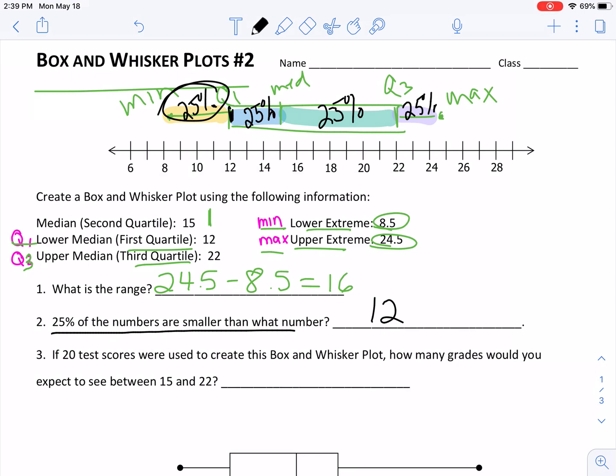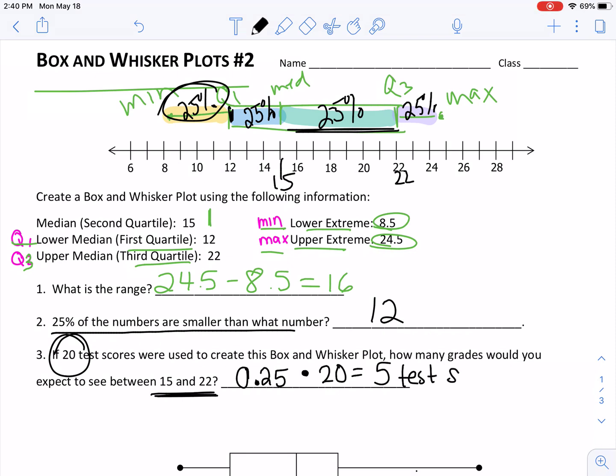If 20 test scores were used to create this box and whisker plot, how many grades would you expect to see between 15 and 22? Well, 15 would be right here, 22 is right here. This is 25% of the data. So what is 25% of 20 test scores? I'm going to turn 25% into a decimal. So 0.25 of, and of is multiplication, 20, which is 5 test scores.